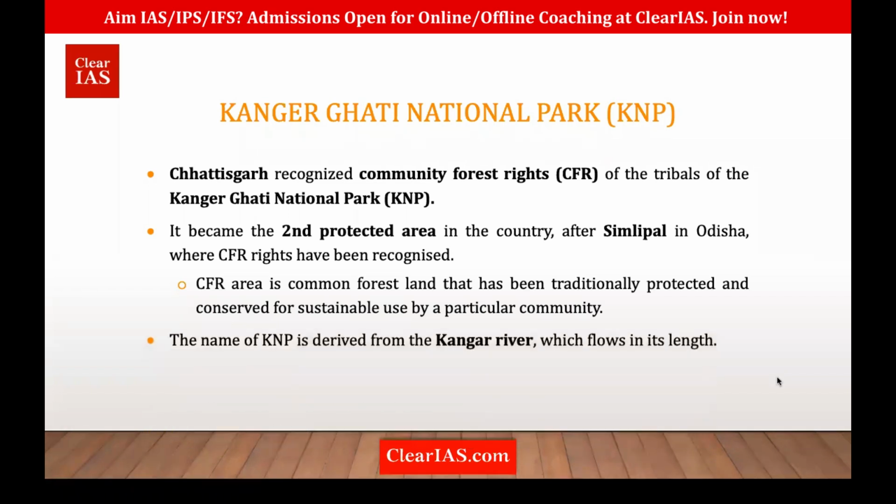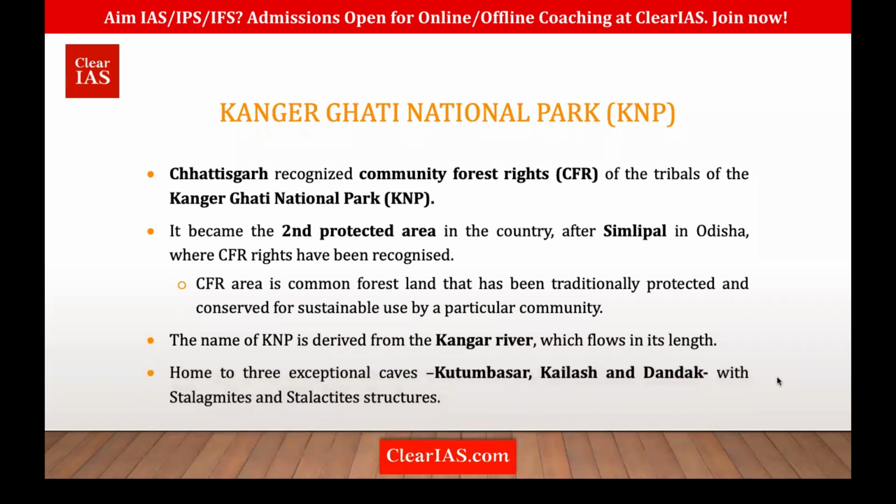these forests. Okay. And this Kangar Ghati National Park, the name Kangar Ghati means it is on the banks of the Kangar River. Okay. That is how this national park gets its name. That means Kangar River is flowing through this Kangar Ghati National Park. And also an interesting factor in this park is the caves: Kudumbasar, Kailash and Danda caves. Okay. These are the 3 caves found in this Kangar Ghati National Park.